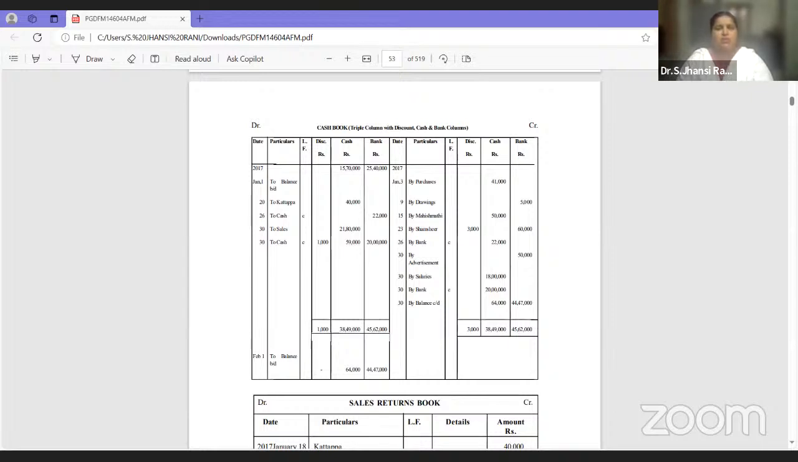When we talk about the double column cash book, we take cash and discount, or if all payments are through cheque, we take bank and discount. Then comes the three column cash book, where we have cash transactions and bank transactions, meaning if they are making any payment or receiving any amount through cheque, that all comes under the bank. And next we have the discount column. So now let us understand how we prepare the three column cash book.